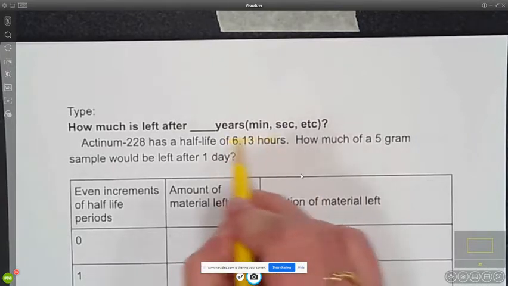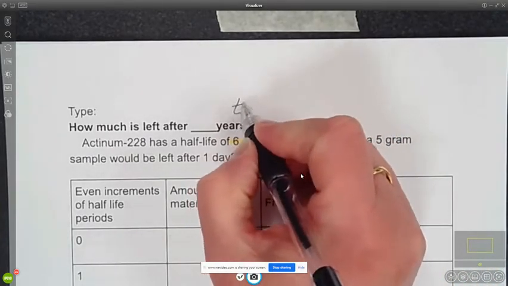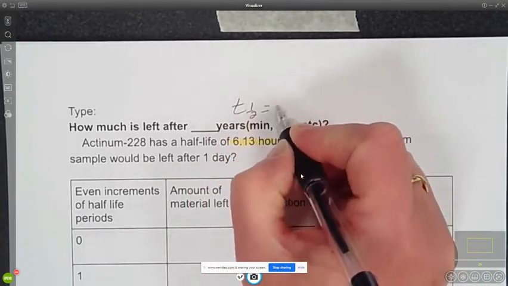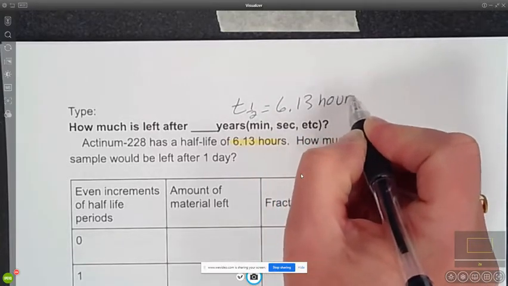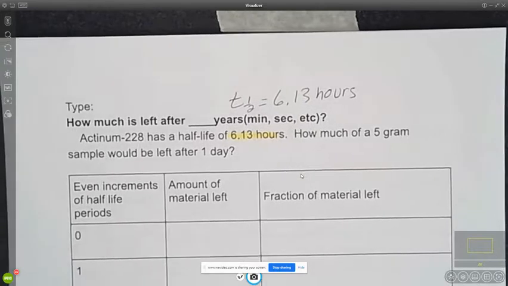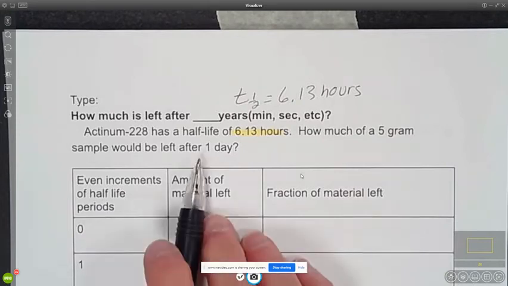One of the important pieces of information they give you is what the half-life is. Sometimes they'll write it like that. Sometimes they'll write it like this. T half-life would be 6.13 hours. Pay attention to the units here. This one says how much of a 5-gram sample would be left after 1 day.